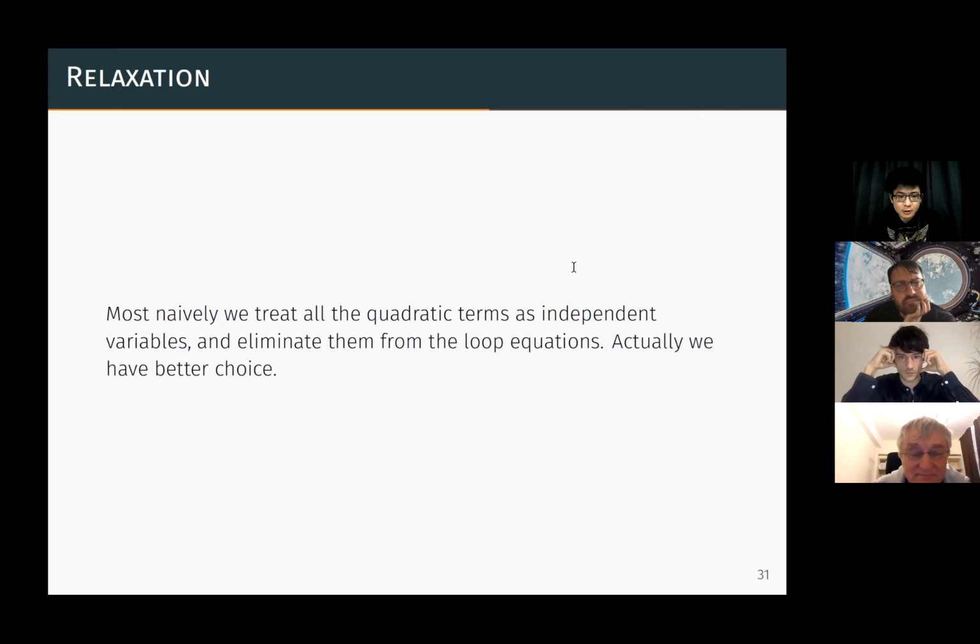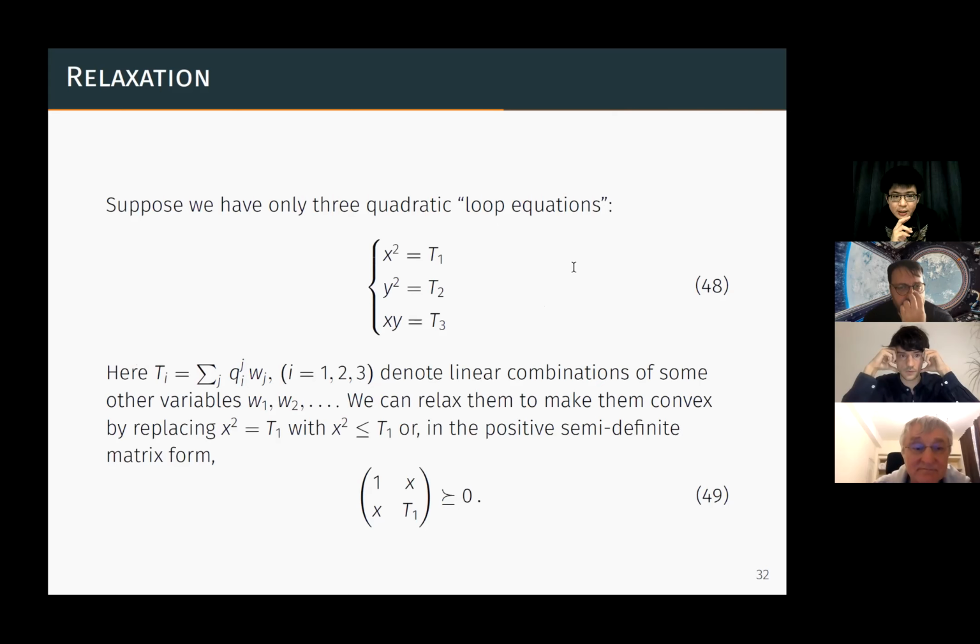Let me show it. Let's consider a toy model again. There are only 3 quadratic loop equations: x squared equals p1, y squared equals p2, and xy equals p3.